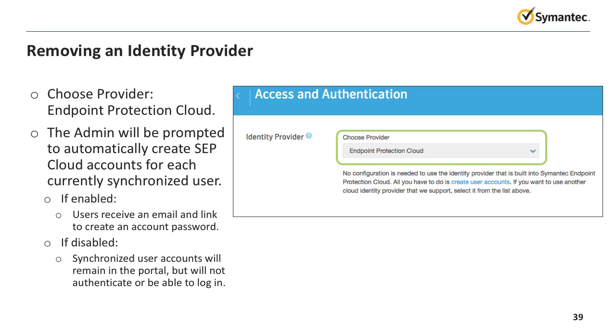The admin will be prompted to automatically create SEP Cloud accounts for each currently synchronized user. If enabled, users receive an email and link to create an account password. If disabled, synchronized user accounts will remain in the portal, but will not authenticate or be able to log in.